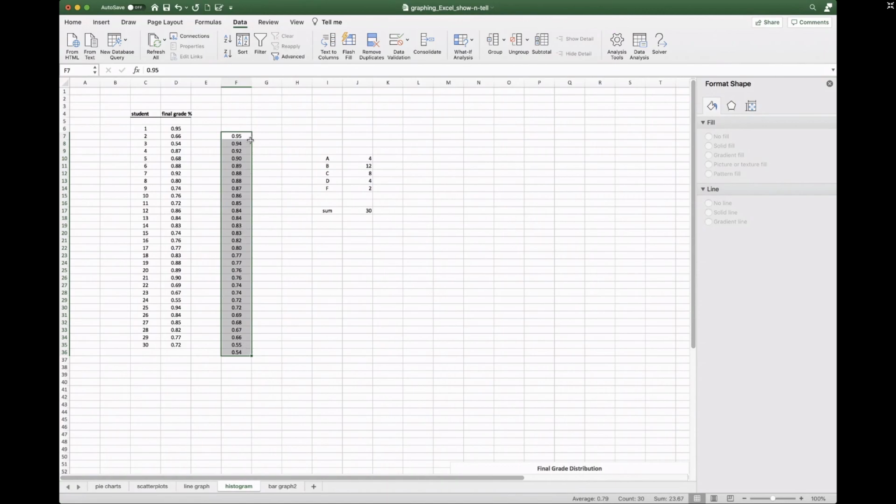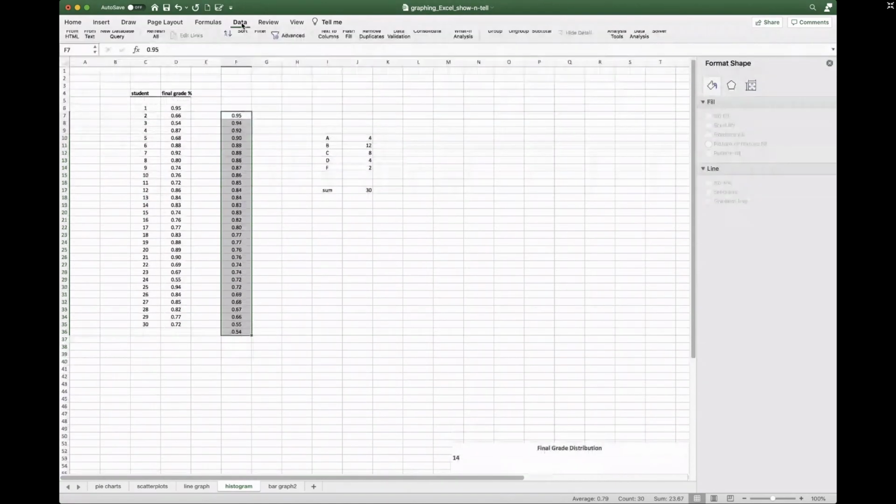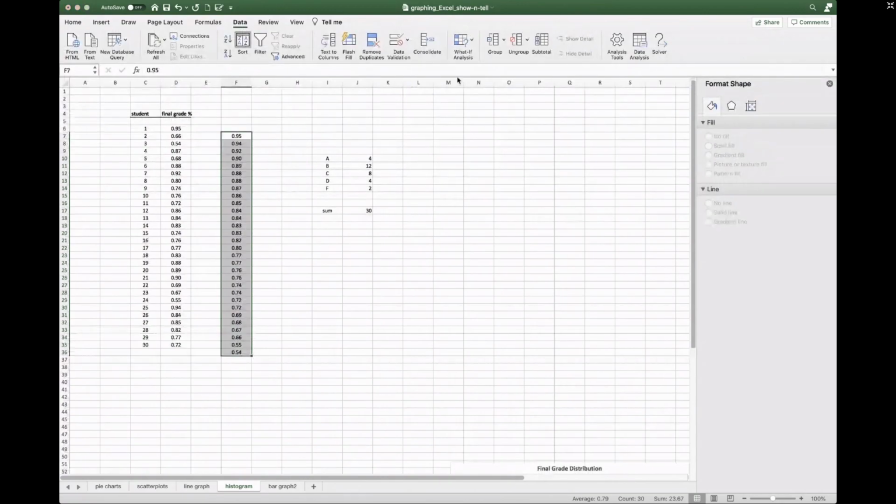So how did I do that? Data, sort, and then you tell it how to sort. Column F, I'm going to sort based on the value, not some other metric like color. And I can go to smallest to largest if you want. Doesn't matter. And now it's going to reorder. Now it's much easier to bin things. So I know that an A is 90 or above. So there are my A's. I got 4 A's, 12 B's, 8, 4, and 2.